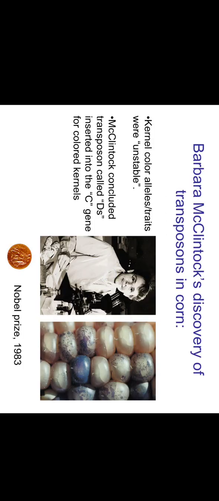Barbara McClintock was the first scientist who received the Nobel Prize, in 1983, for her discovery of transposons in corn, maize or kernel seeds. Kernel color alleles were unstable and they jumped from one gene to another gene, one chromosome to another chromosome. This is what was discovered by Barbara McClintock, which introduced molecular biologists to the new topic, transposons.